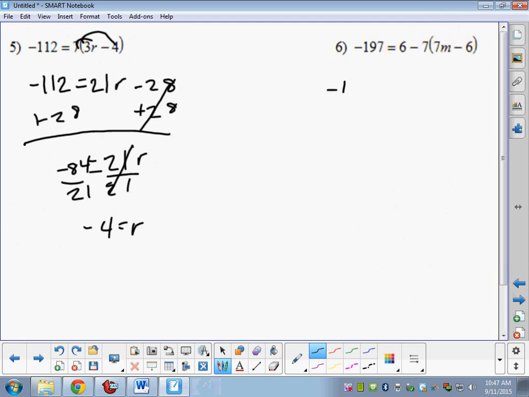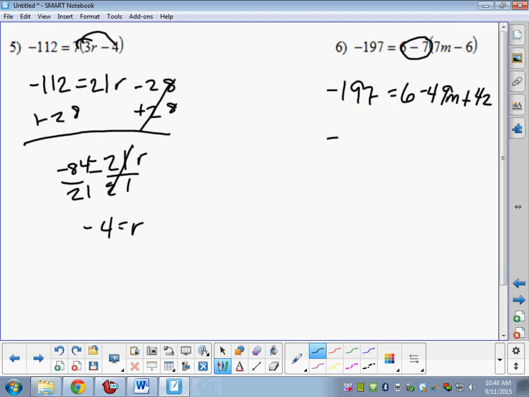So I'm going to bring down the negative 197. The 6 is also going to come down. When you distribute this 7, pay attention to the sign in front of it. That negative has to go with it. So negative 7 times 7 is negative 49m, not 49. And negative 7 times 6 is a positive 42, not a negative. Pay very close attention to those signs.